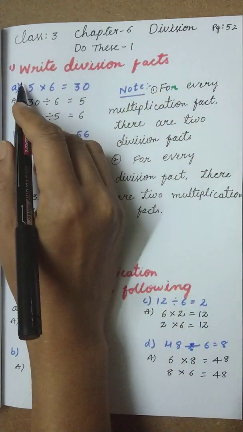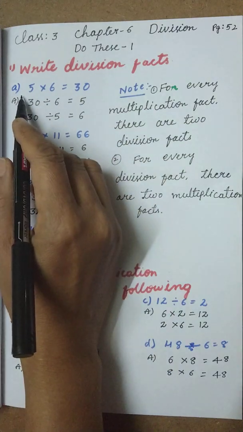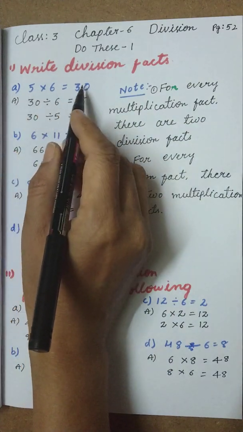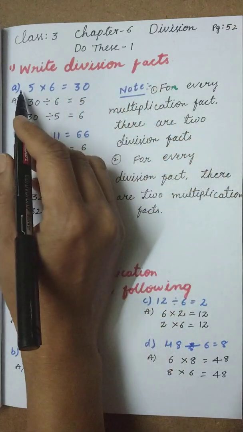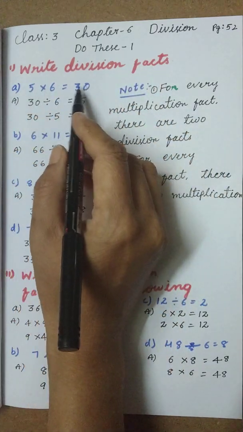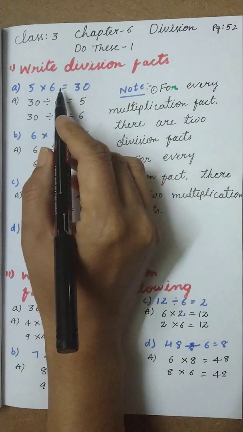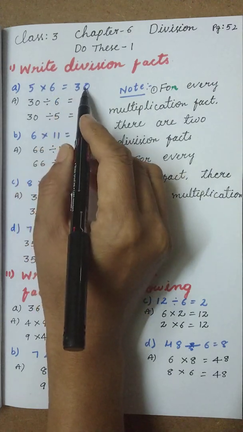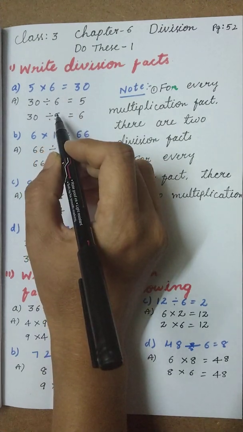Do this one. Question number 1. Write division facts. First question: 5 sixes are 30. What is the question? First of all, write division facts. We have to write the division facts. First one is 5 sixes are 30. This is one of the multiplication facts. This is a fact only, no. 5 sixes are 30. This is a multiplication fact. For this multiplication fact, we have to write the division facts.